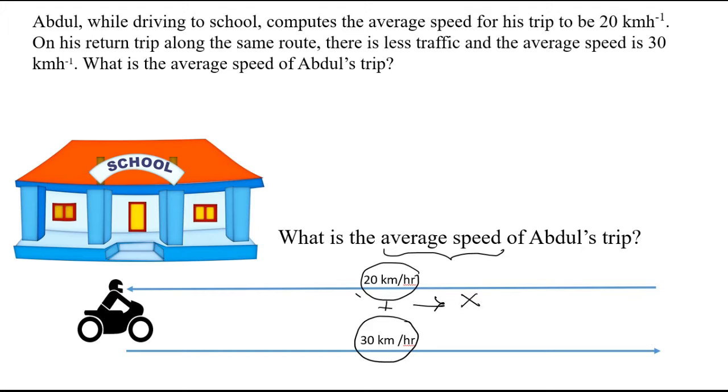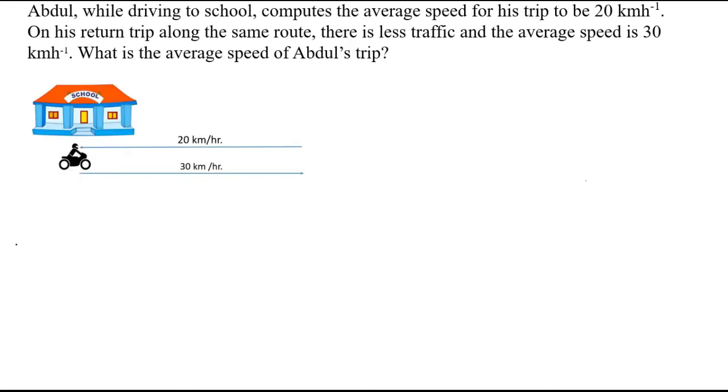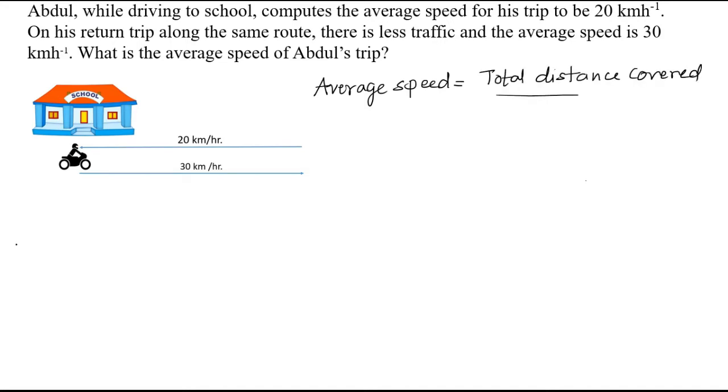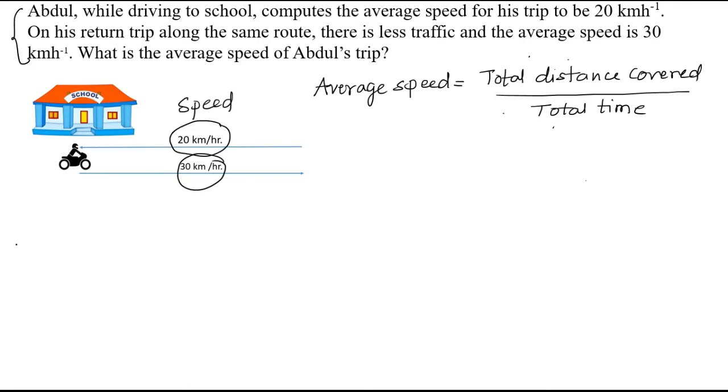So what is the formula for average speed? As we have already discussed in the previous video tutorial, average speed is equal to total distance covered divided by total time. But look at this, neither the distance nor the time is given in this question. But what is given? Speed during the onward journey and speed during the return journey, right?